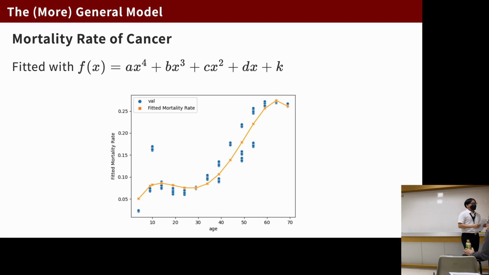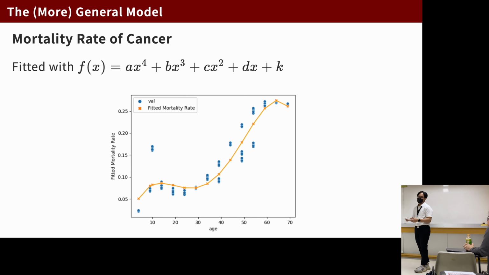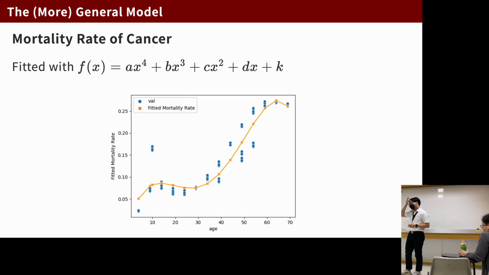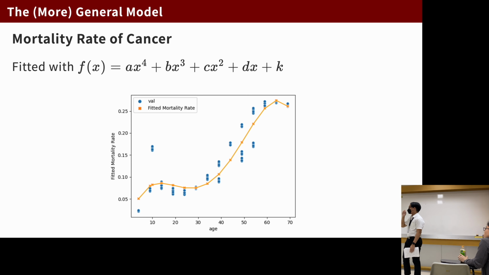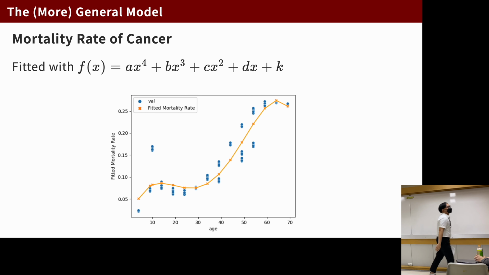The other one is finding the mortality rate of cancer. This data is from the Institute for Health Metrics and Evaluation. The data that we're using is from year 2014 to 2019. And the function that we fitted it with is a polynomial of degree 4. And you may be thinking that this is not a very good fit, but I asked 8 people and 7 of them said that it's a good fit. So by democracy, it's a good fit.